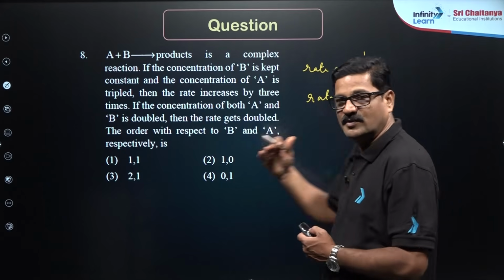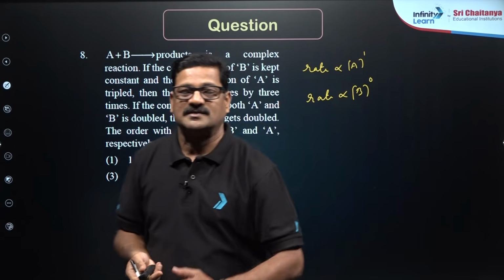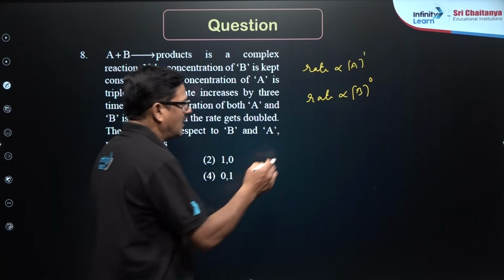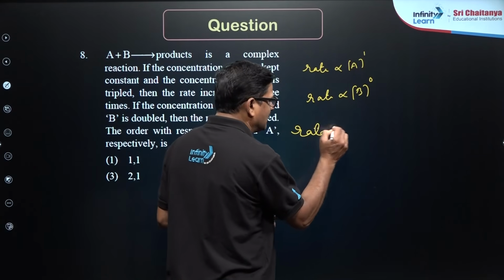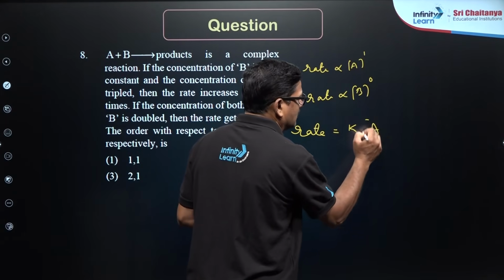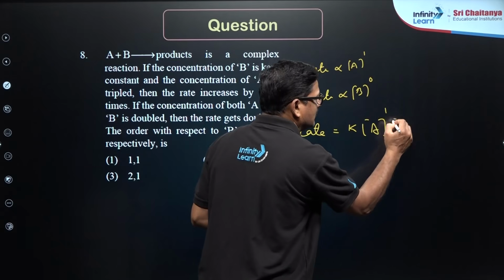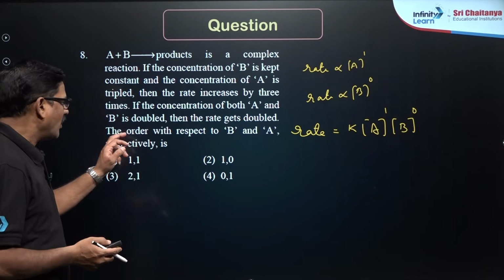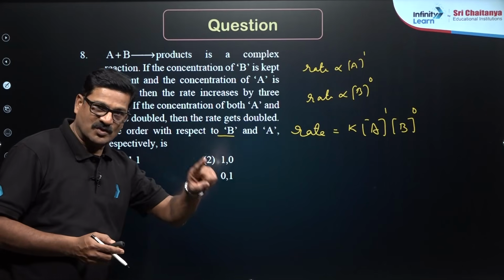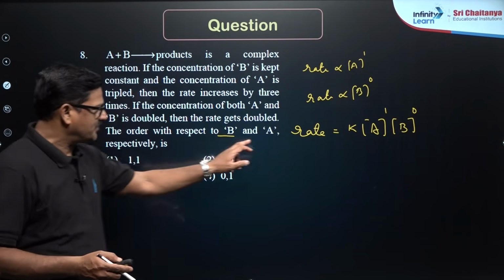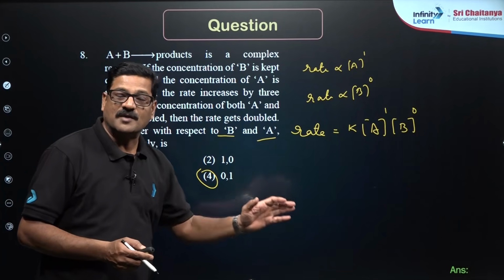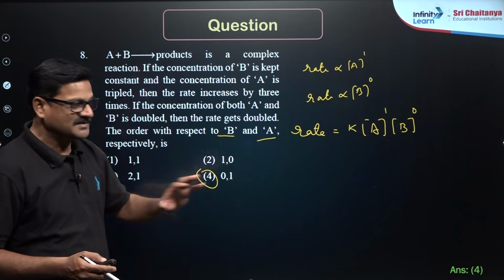So, if B is doubled, the rate should be impacted, but with respect to B it is not impacting, only A is impacting. So, I would like to say rate is equal to k, A first order and B zero order. The question asks for the order with respect to B and A respectively. So, 0, 1, option 4 is the correct answer for this question.